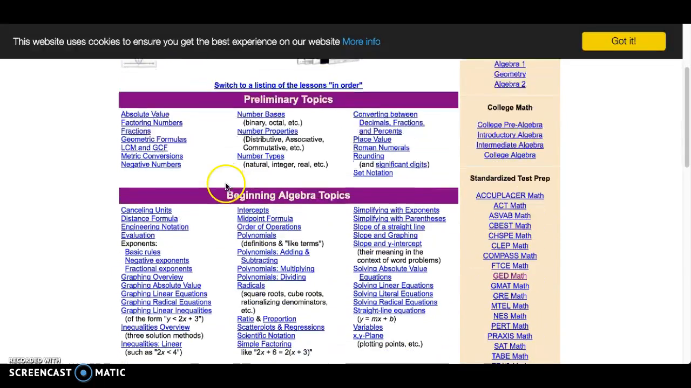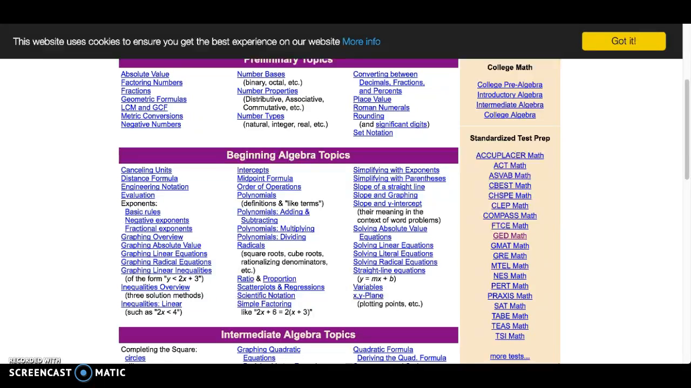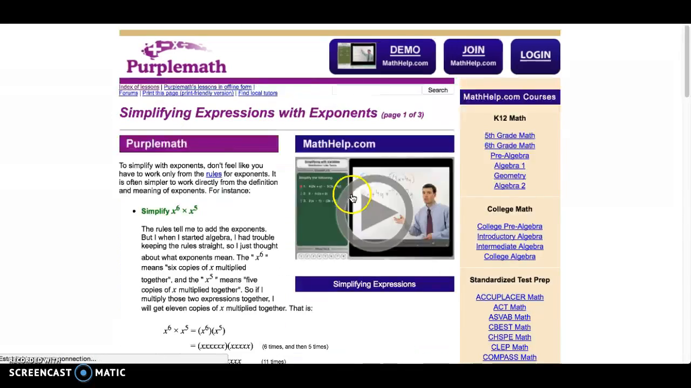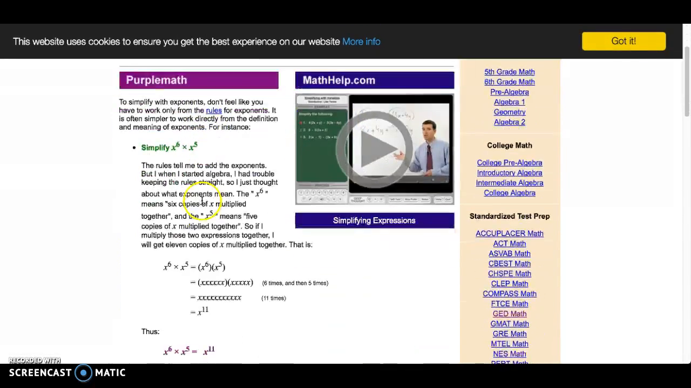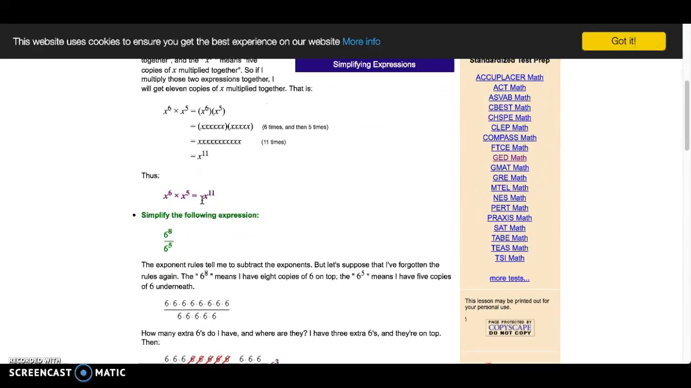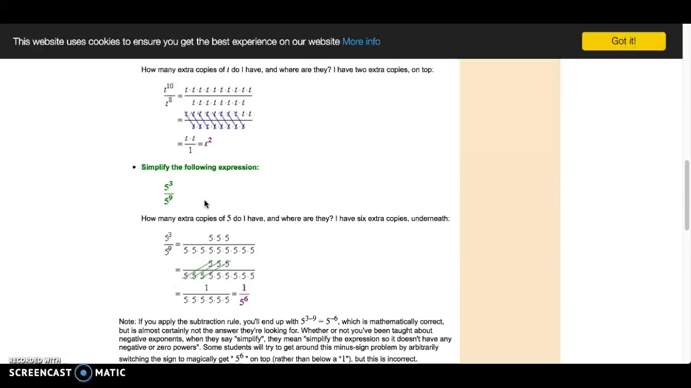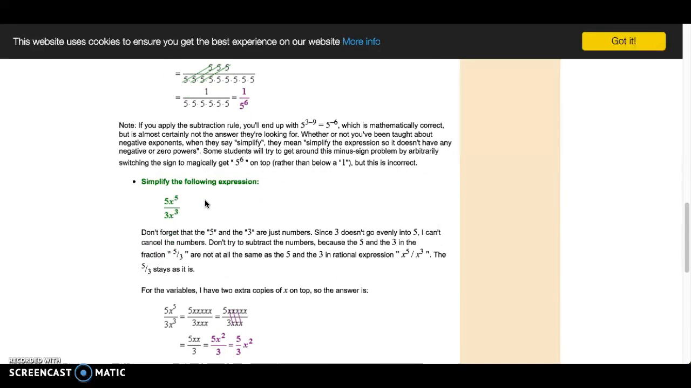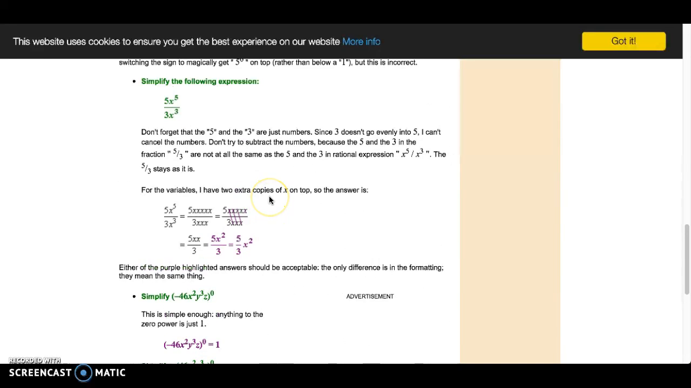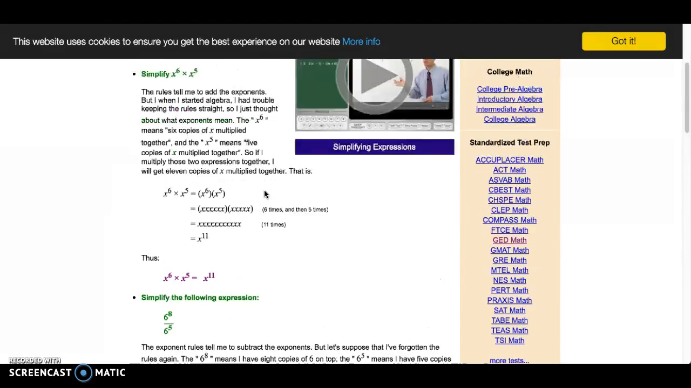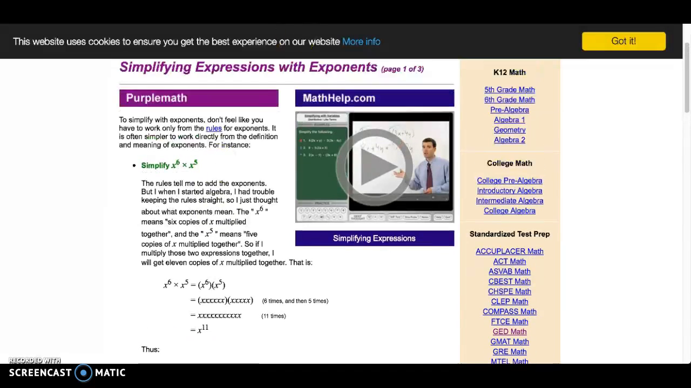So before you had video-based websites, but now this is text-based. So let's say we wanted to learn about simplifying with exponents. I click here, and it'll take you to a different page where it'll show you how to solve examples. And this is really helpful for people when they understand concepts but maybe aren't sure about certain steps. So this is a good site if you need help with the step-by-step process.